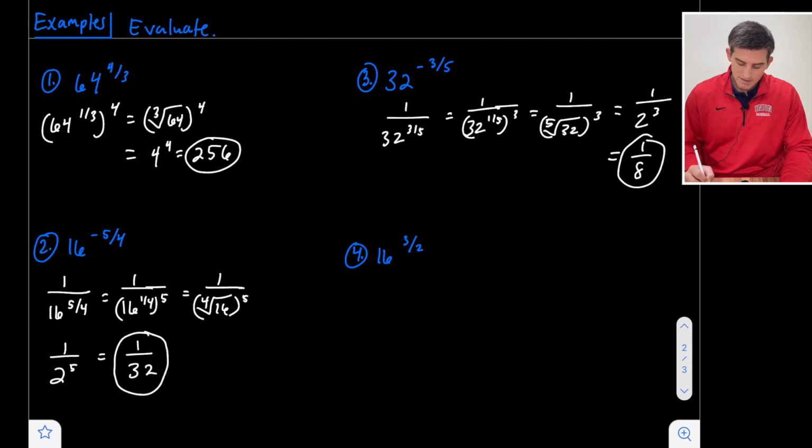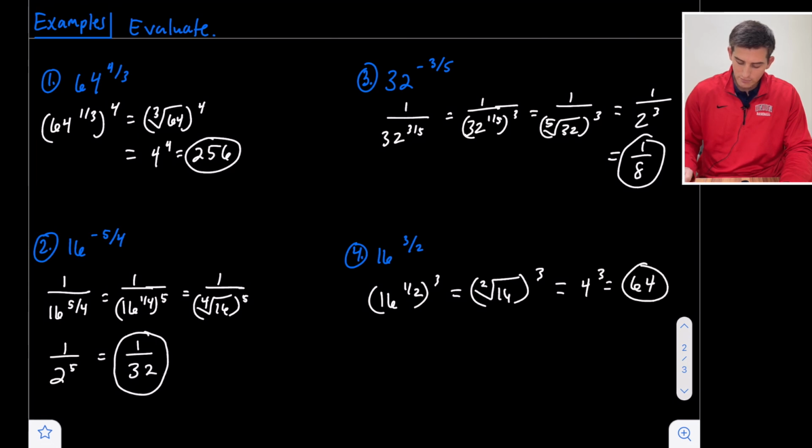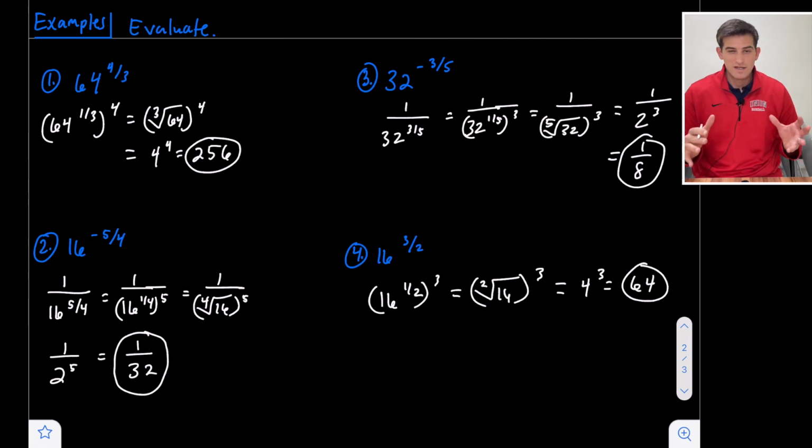And our last one, we have 16 to the 3/2, so we could write this as 16 to the 1/2 raised to the 3rd power. 16 to the 1/2 is the square root of 16, cubed. The square root of 16 is 4, and 4 cubed is 64. And so that's a little bit about rational exponents and how we can evaluate them to figure out what rational exponents actually mean.